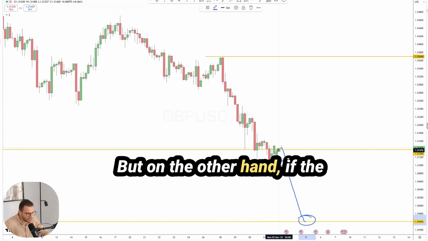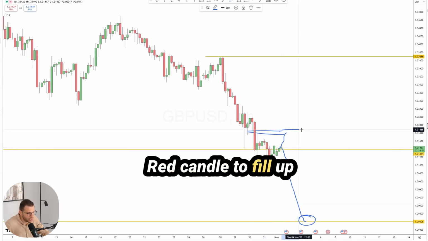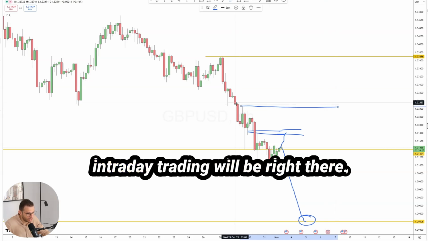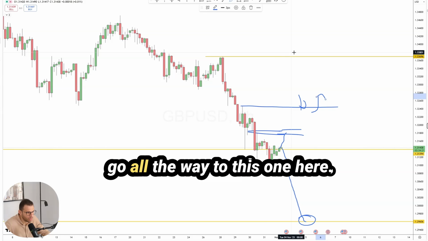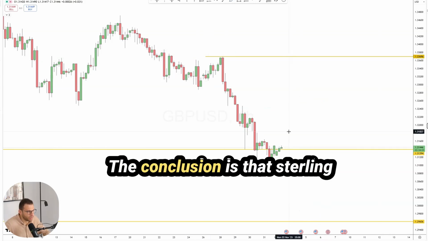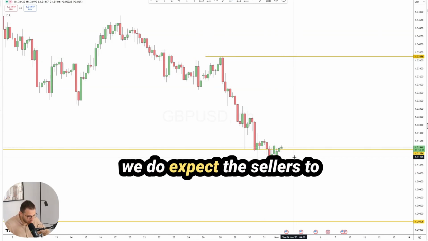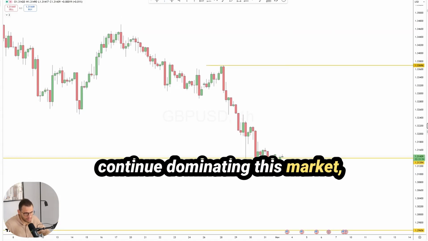But on the other hand, if the price moves deep into this red candle to fill up this fair value gap, the key level of resistance for intraday trading will be right there. If the price breaks and closes above this one, then we will go all the way to this one here. The conclusion is that sterling is trending downwards, and we do expect the sellers to continue dominating this market.